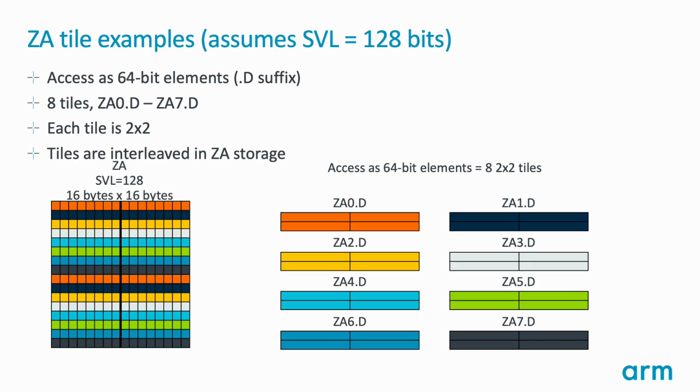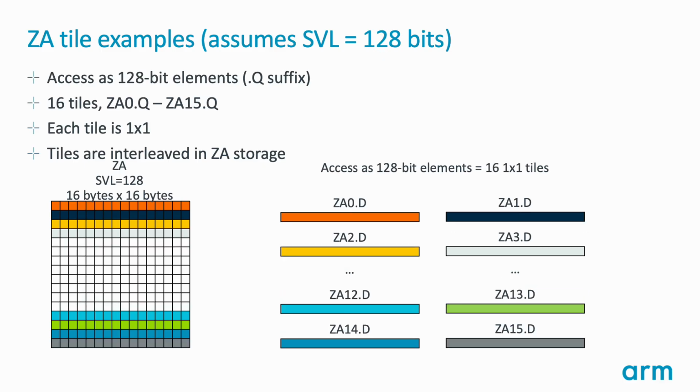Similarly, if we are accessing 64-bit elements, then we'll have only 2 columns and the number of tiles will go to 8, and each tile will have only 2 rows and 2 columns. A tile is always a subarray of the ZA array, and depending upon the element size, the number of rows and columns in the tile will change, and the number of tiles that we derive from ZA storage depends upon the element size that we are accessing. Based on that, it will change, and the number of implemented SVL bits.